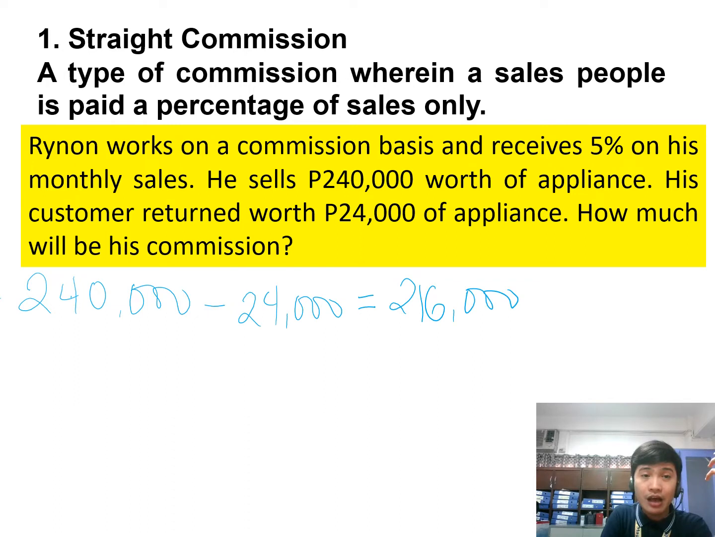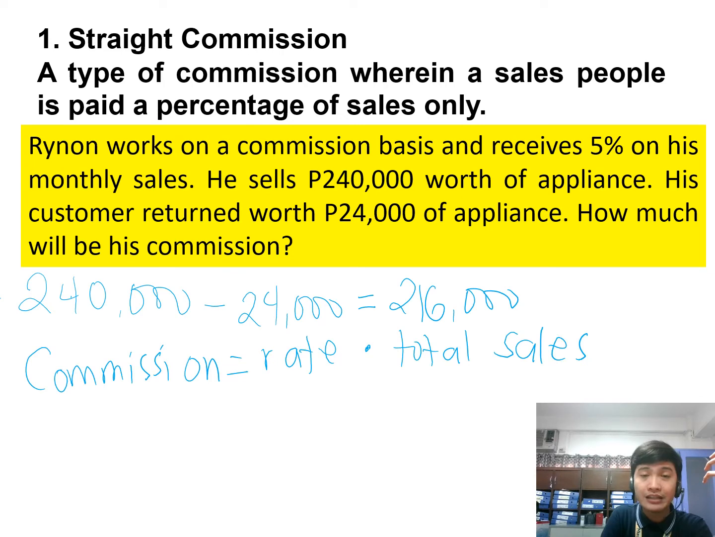Sabi natin kanina, ang commission ay kino-compute that is equals to the rate of commission multiplied by the total sales. Okay? Kung magkano yung total sales, i-multiply natin sa rate of commission. So in that case, we have 0.05 to be multiplied to 216,000 pesos. Okay? And the answer for that is 0.05 times 216,000, that is 10,800 pesos.